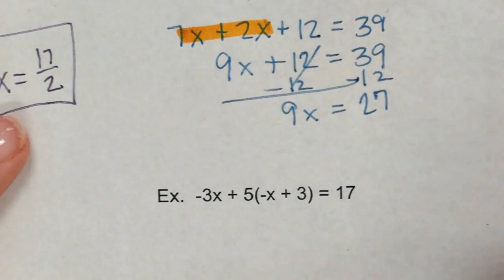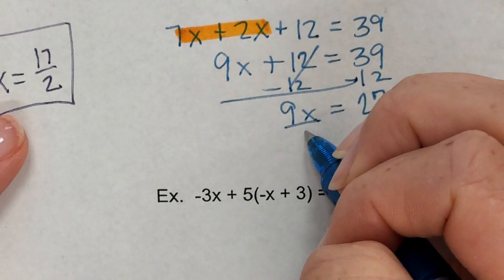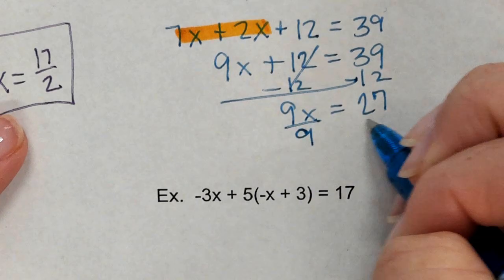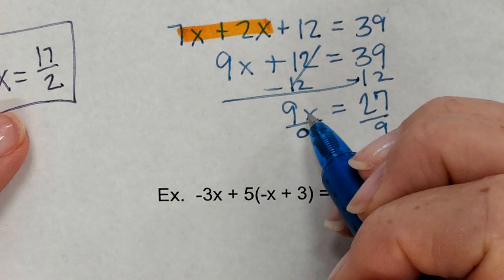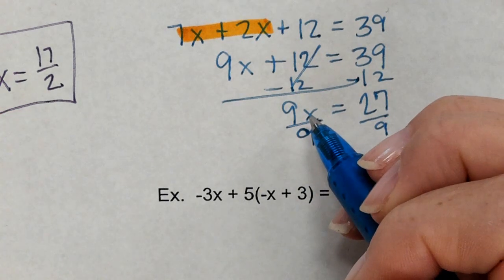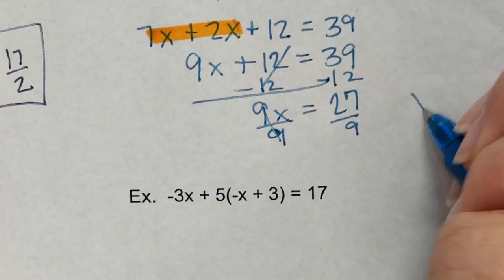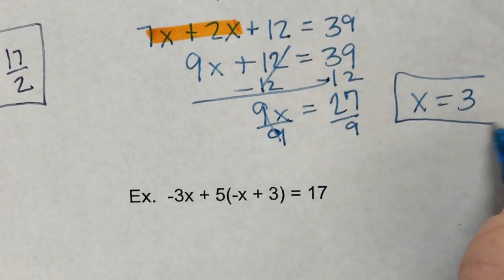How do I get rid of the coefficient? Divide by 9. Okay, why am I dividing? Because 9 is being multiplied by x, and the inverse is to divide, okay? So 27 divided by 9 is 3.